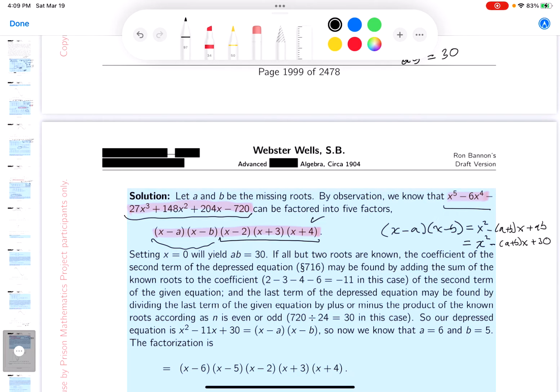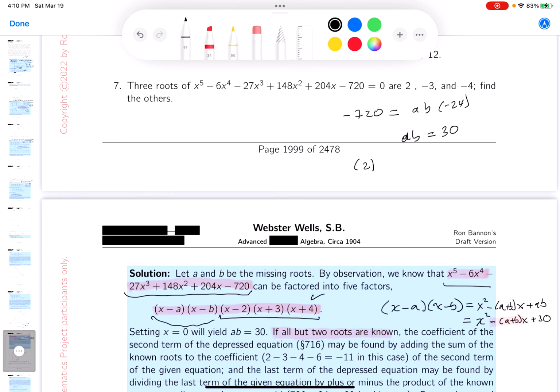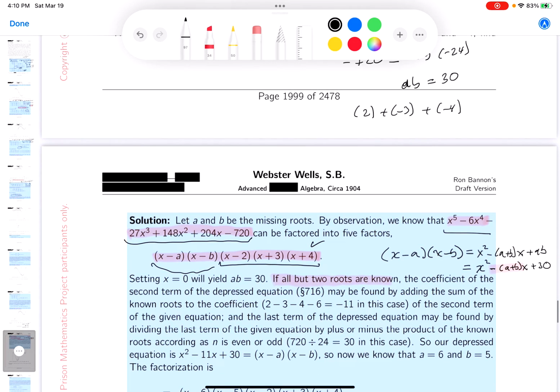All right, let's talk about what Wells is suggesting you do at this point. He says, if all but two roots are known, the coefficient of the second term of the depressed equation may be found by adding the sum of the known roots to the coefficient of the second term of the given equation. What are the known roots? Let's write this down: 2 plus minus 3 plus minus 4.